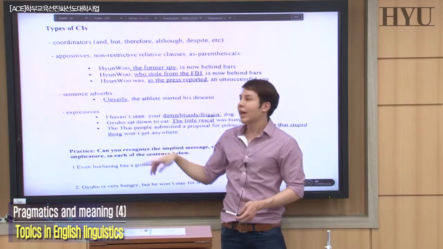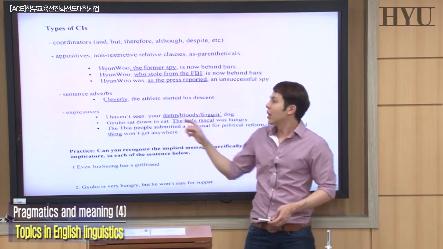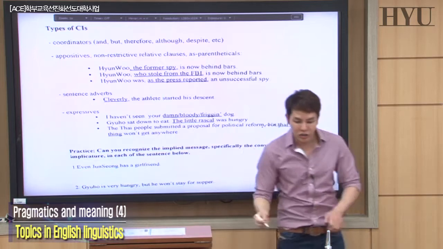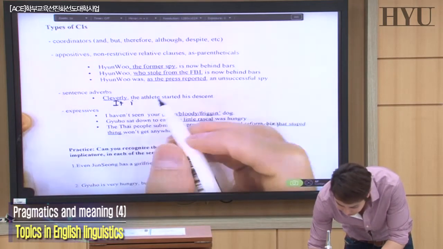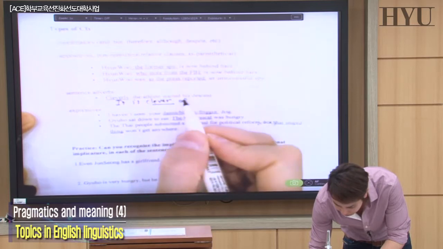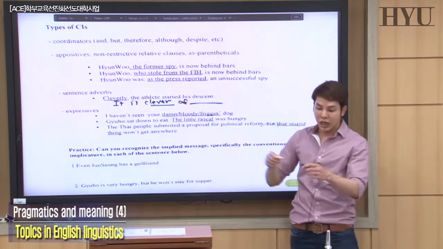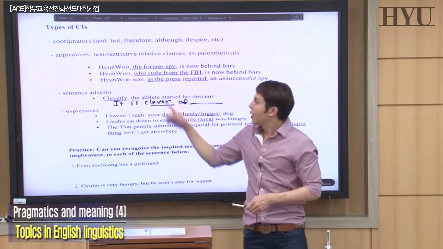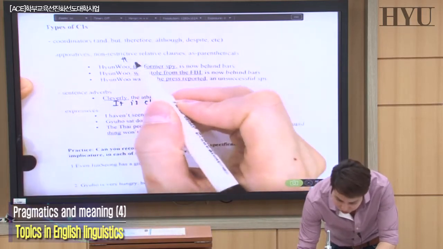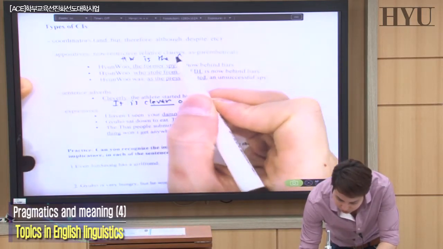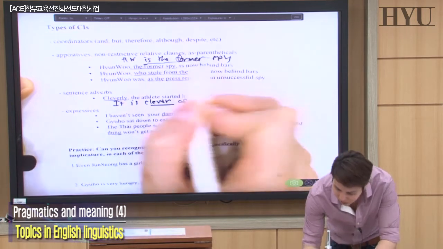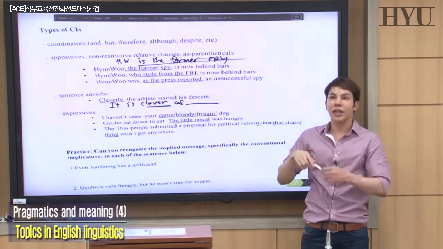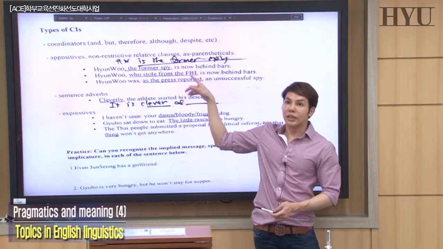Or sentence adverbs like clearly the athlete started his descent. Clearly here is like cleverly. It is clever of him to do that. So that's the implied message. It is clever of him to do that. So that's the implied message there. It's not the entailment. And in other things like here, you knew is the former spy. It's not the main information, it's like extra information on the side, like banchan, right? But it's implied in there.